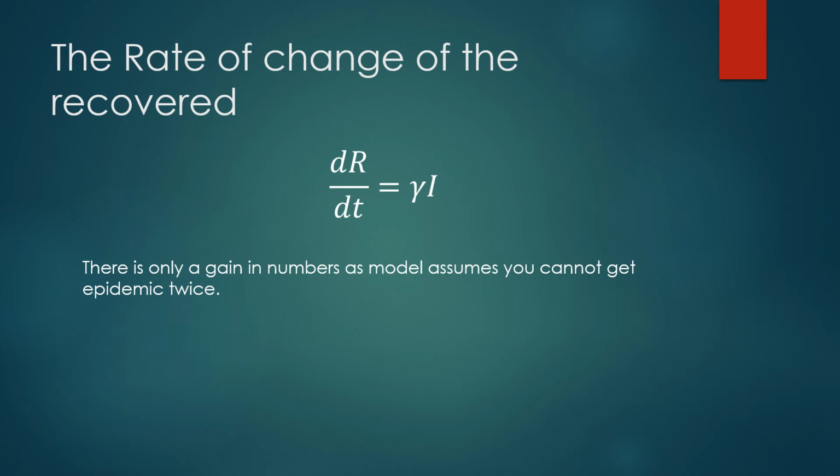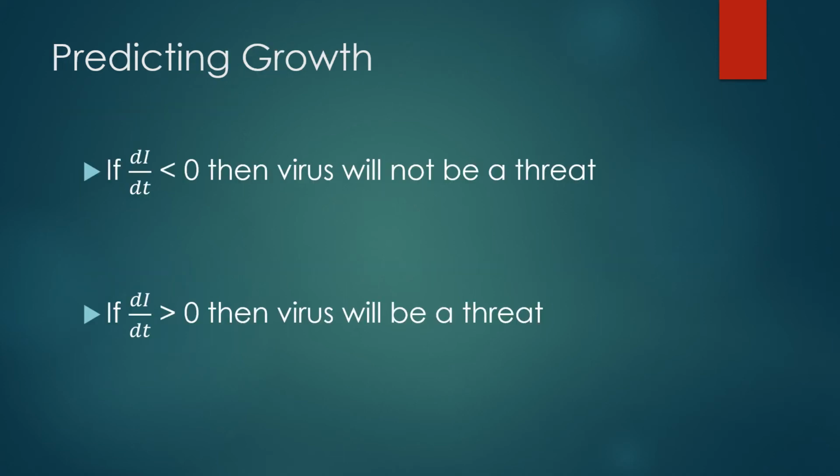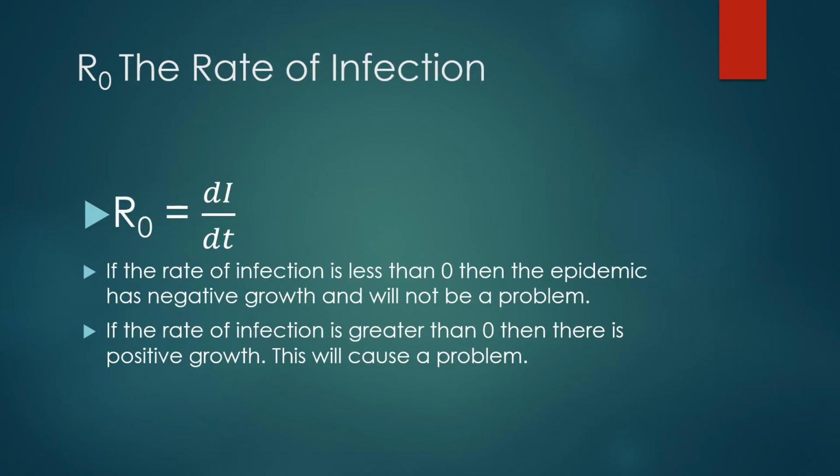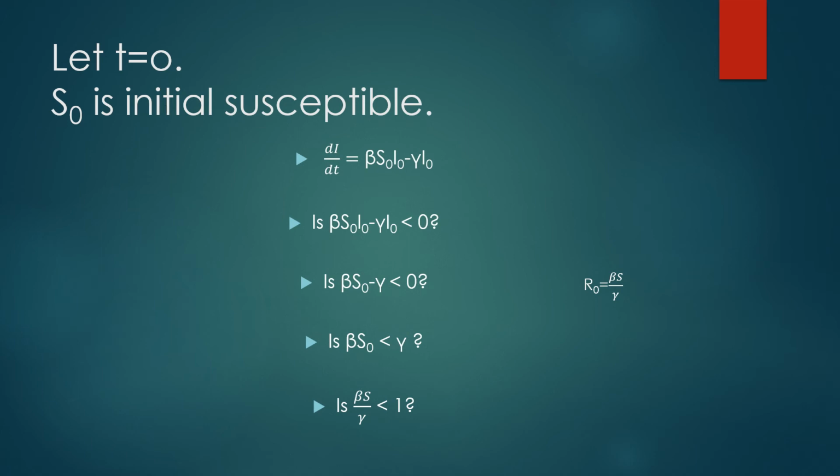So we can break down these equations even further to try and calculate how severe the virus is, because if dI by dt is less than 0, then we know that the epidemic will not be a threat. It will quickly dissipate, and it doesn't really matter, as we can see that more people are recovering than getting the illness, hence there is a negative rate of change of the number infected. If the value is greater than 0, so dI by dt is greater than 0, then we know that the epidemic is growing, and it's growing over time.